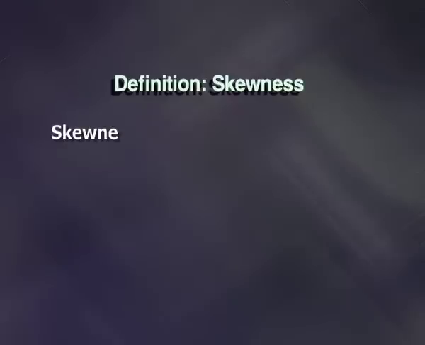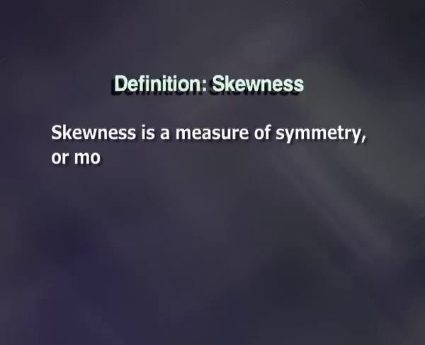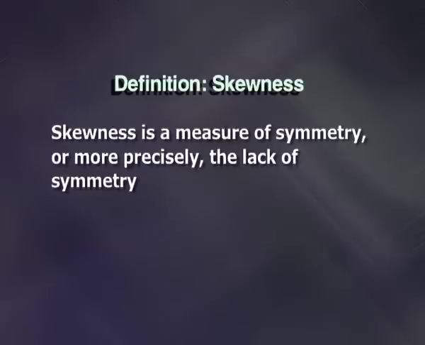Now, skewness. A fundamental task in many statistical analyses is to characterize the location and variability of a data set. A further characterization of the data includes skewness and kurtosis. A measure of dispersion tells us about the variation of the data set, while skewness tells us about the direction of variation of the data set. Skewness is a measure of symmetry, or more precisely, the lack of symmetry.